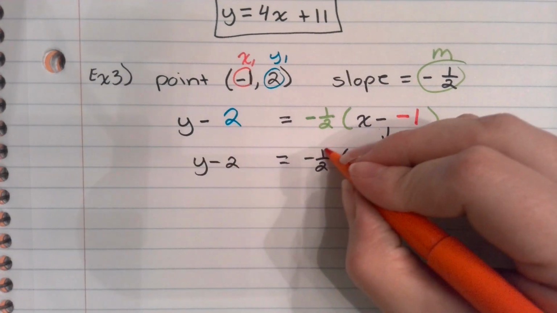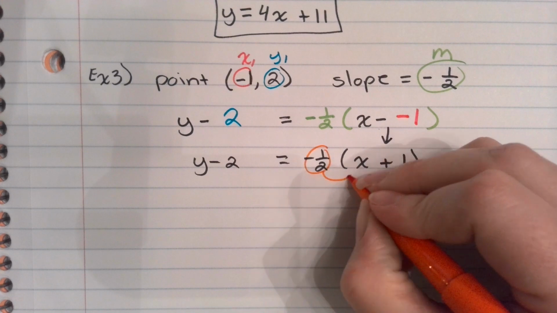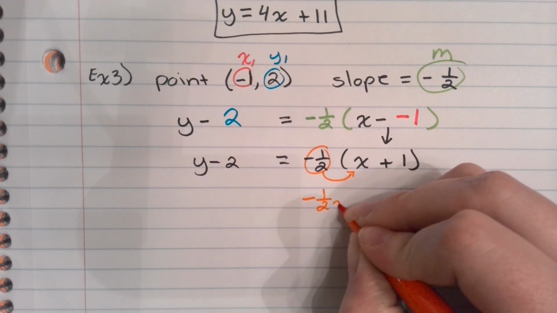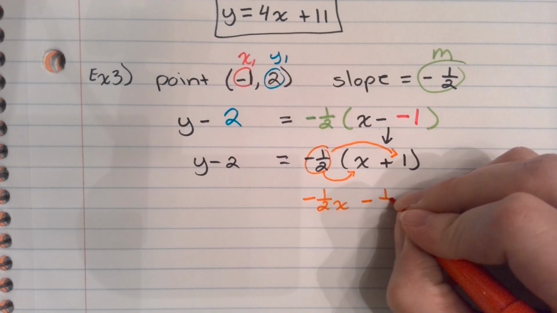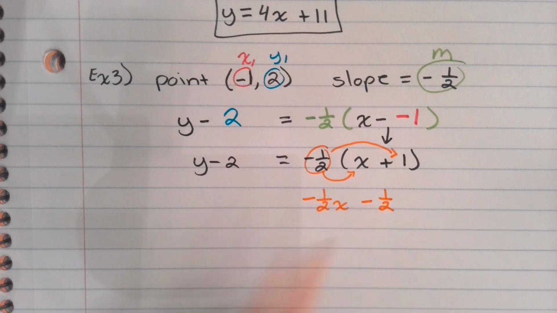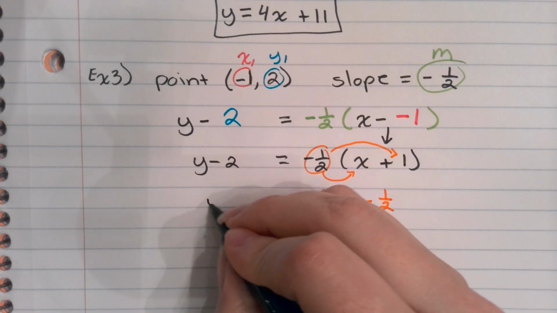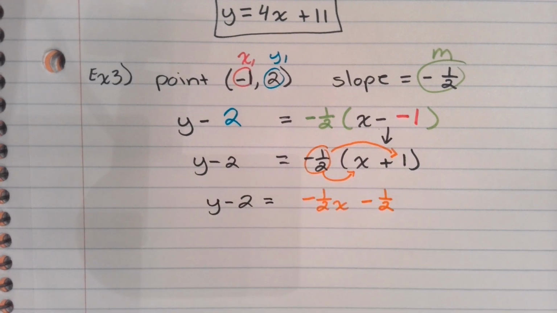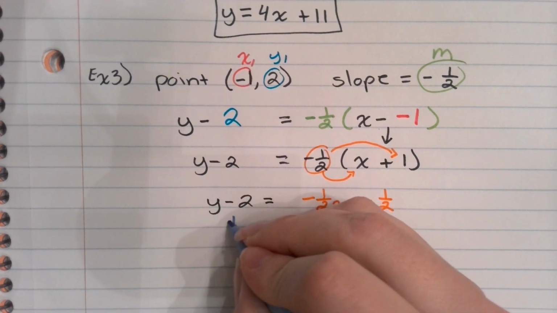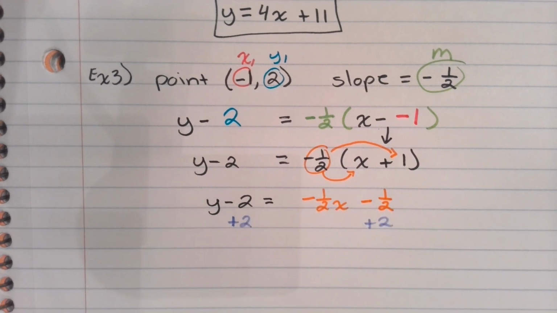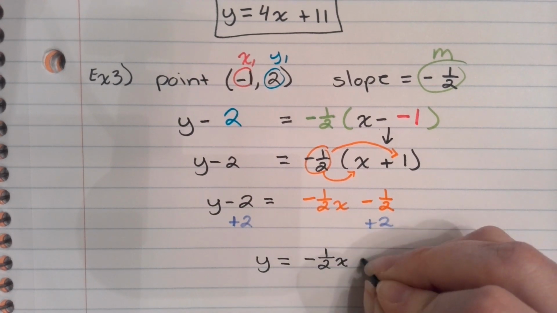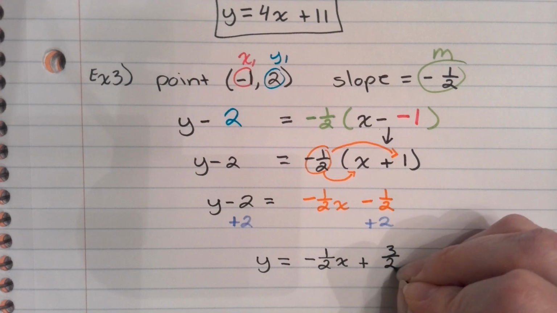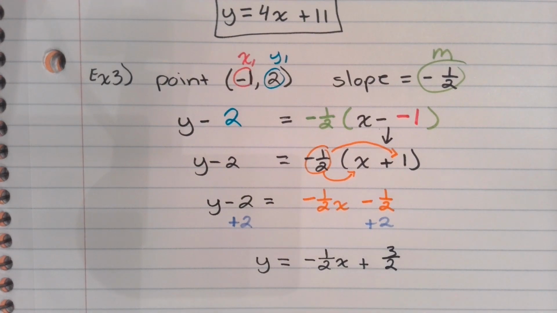Okay, from here we're going to go ahead and distribute. A negative half times x gives us a negative half x. And a negative half times a 1 is just going to give us a negative half. So we now have negative half x minus a negative half. We still have that y minus 2 on the other side. In order to get that y by itself, we would add 2 to both sides. And then we get our final answer. Y is equal to negative half x plus 3 halves, or 1.5. Okay?